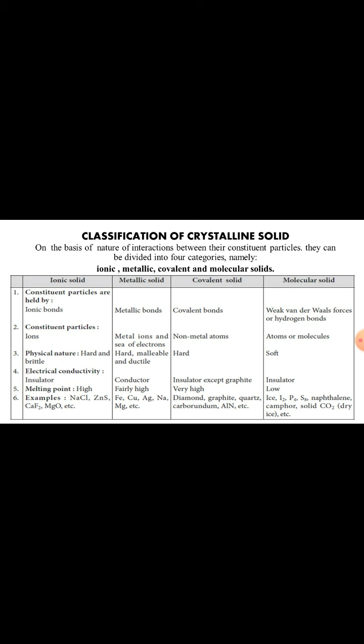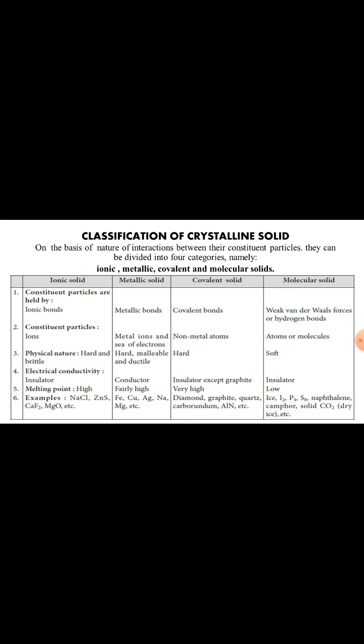Graphite also has one more property. Graphite also works as a lubricant because one layer can slip over another. Examples of covalent solids: diamond, graphite, quartz, SiO2, carborundum, silica, silicon, AlN, carborundum SiC, boron nitride, BN. These are the common examples of covalent solids.